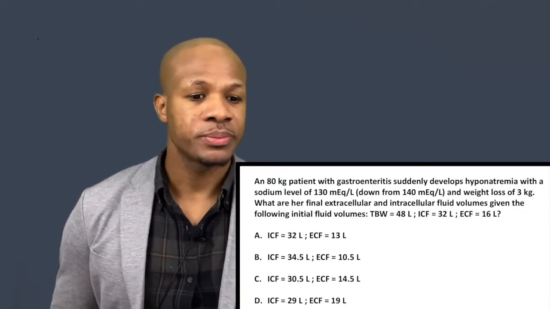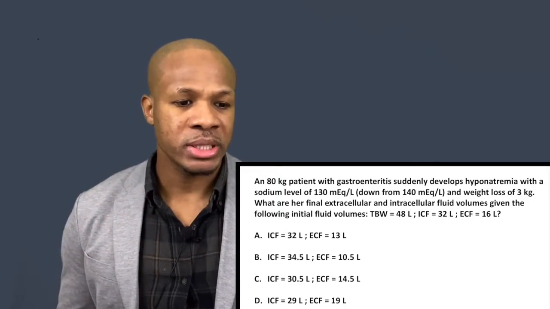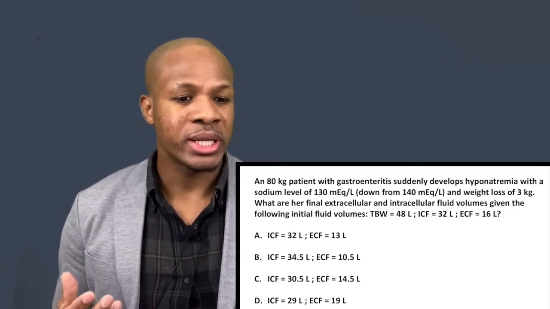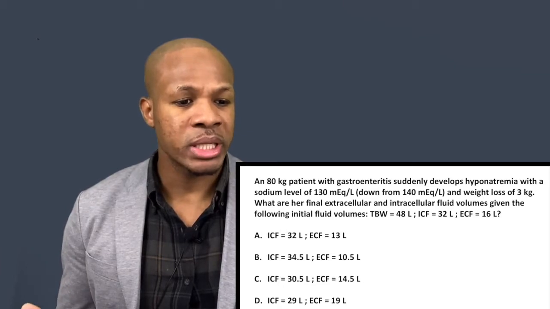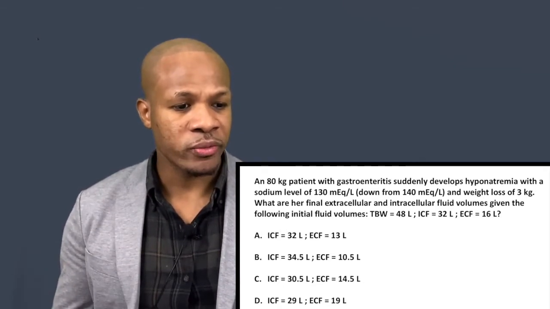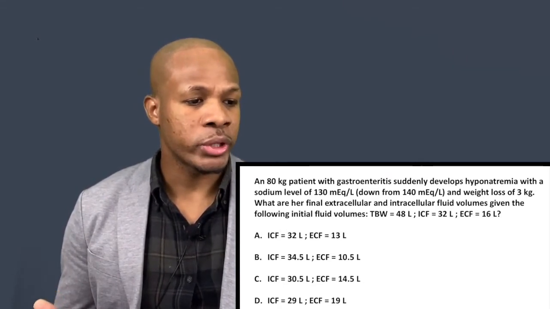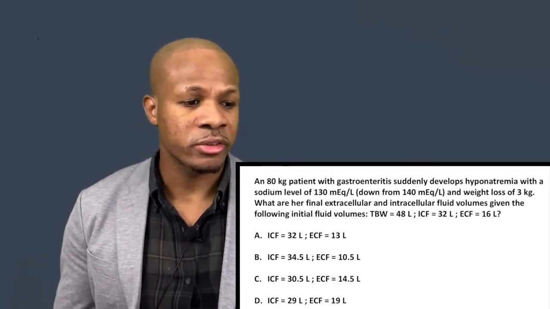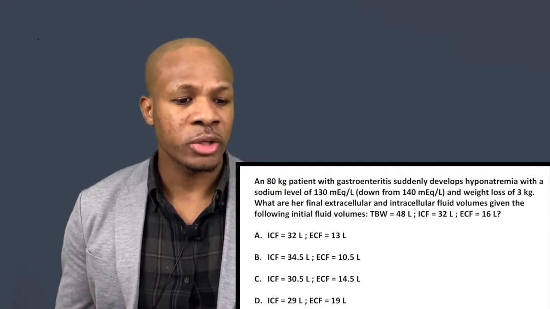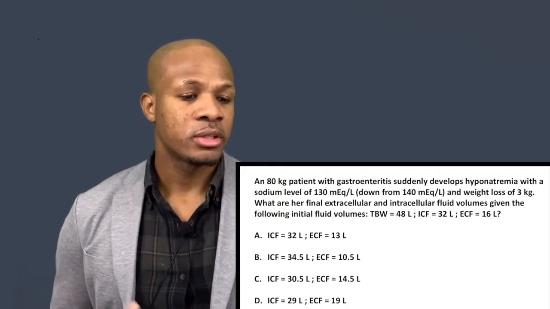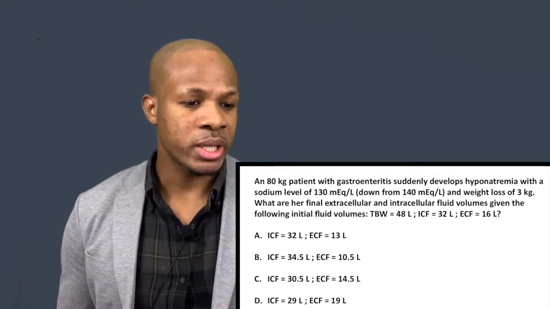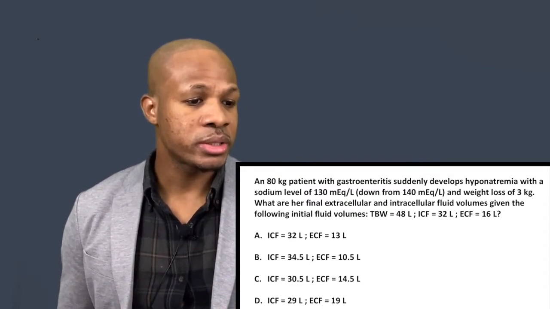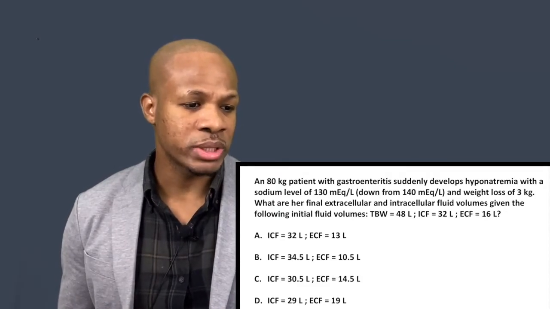Question number two states, an 80-kilogram patient with gastroenteritis suddenly develops hyponatremia with a sodium level of 130 milliequivalents per liter, down from 140, and weight loss of 3 kilograms. What are her final extracellular and intracellular fluid volumes given the following initial fluid volumes? Total body water was 48 liters, intracellular fluid volume was 32 liters, and extracellular fluid volume was 16 liters.